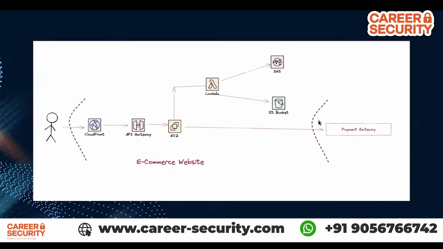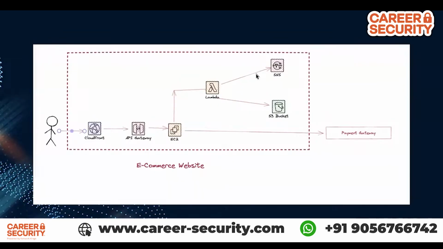If I go to the next slide, here you can see I have created two boundaries. The things we cannot trust are on the left side, things we can trust are on the right side. Here, the payment gateway we cannot trust. That's why we created a boundary here as well. Now, if I have to make a single box of the things that we can trust, it looks like this.